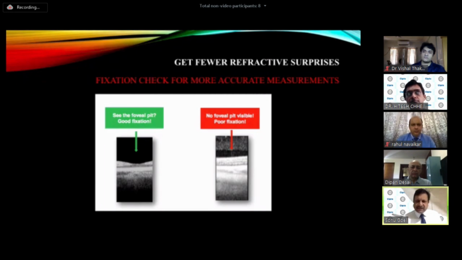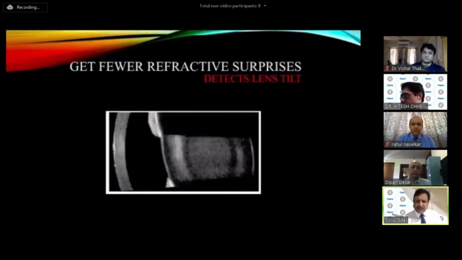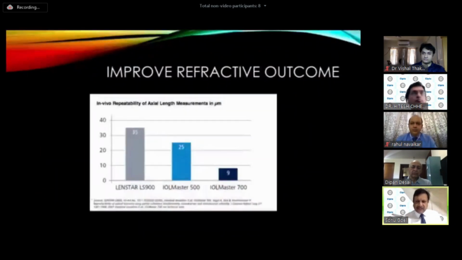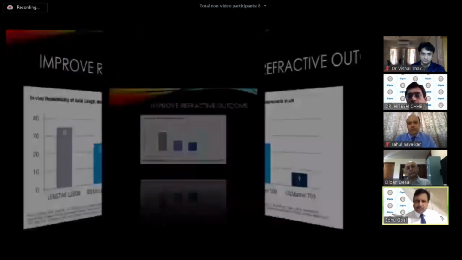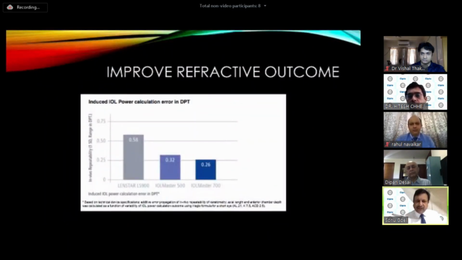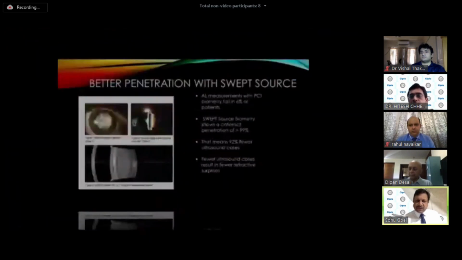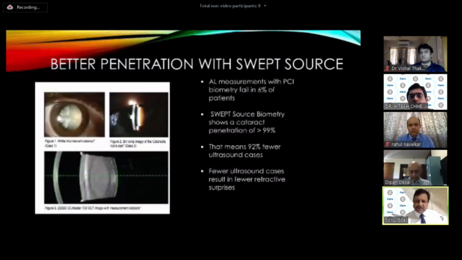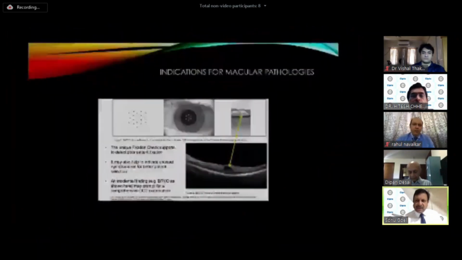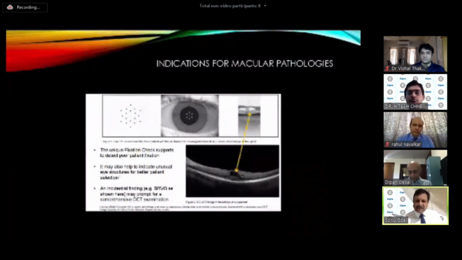You can see the lens tilt, and if you see the axial length measurements, these are almost, with the IOLMaster 700, have gone down to as low as 9 microns. So this boils down to an improved refractive outcome in terms of the induced IOL power calculation error, which is close to 0.26 in cases of IOLMaster 700. They have a better penetration with the swept source. So majority of patients, 90% of the patients you can measure, and you can also look in for macular pathologies.